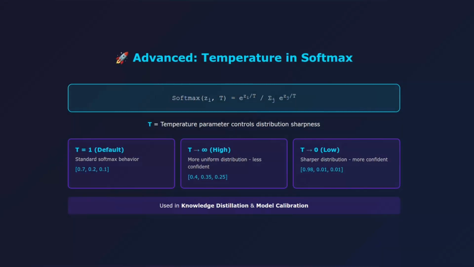Here's a bonus advanced topic, temperature scaling in Softmax. By dividing the logits by a temperature parameter T before Softmax, we can control the confidence of the distribution. High temperature makes the distribution more uniform, the model is less confident. Low temperature makes it sharper, the model is more confident. This is useful in techniques like knowledge distillation.